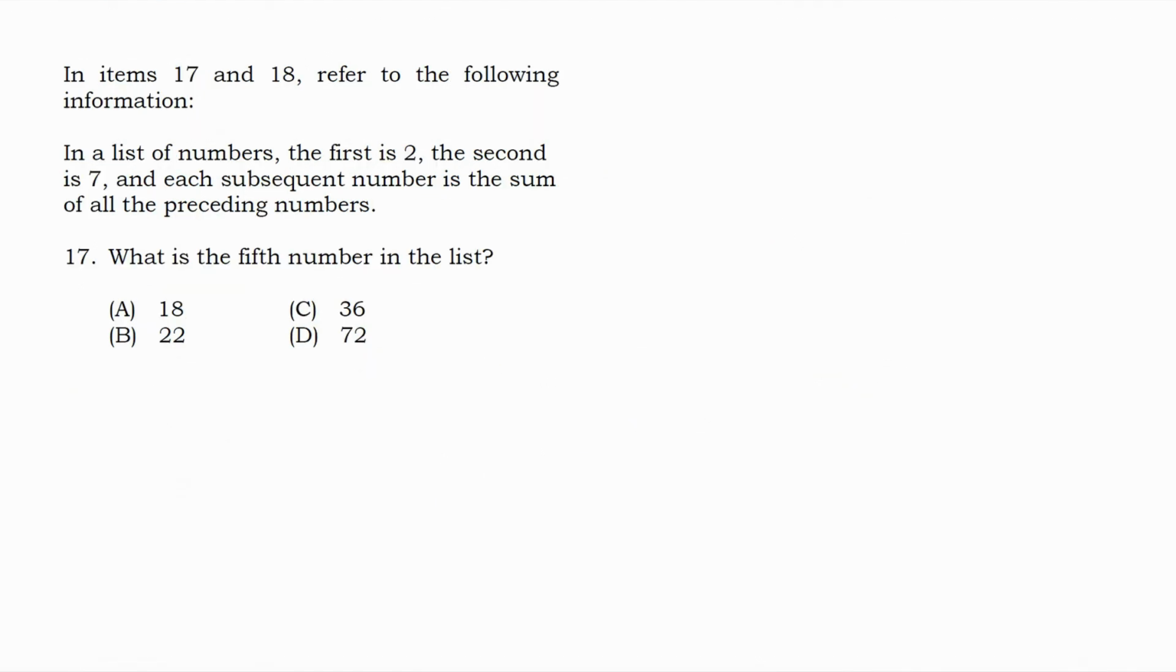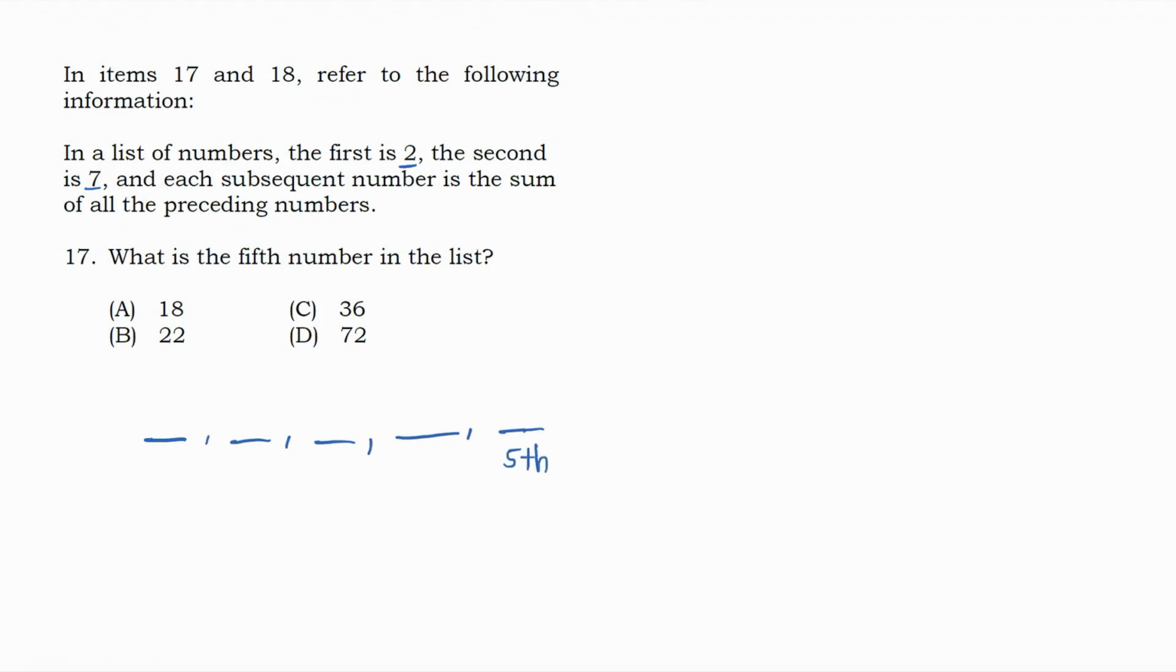In items 17 and 18, refer to the following information. In a list of numbers, the first is 2, the second is 7, and each subsequent number is the sum of all the preceding numbers. What is the 5th number in the list? Pinapahanap sa atin is 5th number. So, 1, 2, 3, 4, and then, yung pang 5th yung pinapahanap.